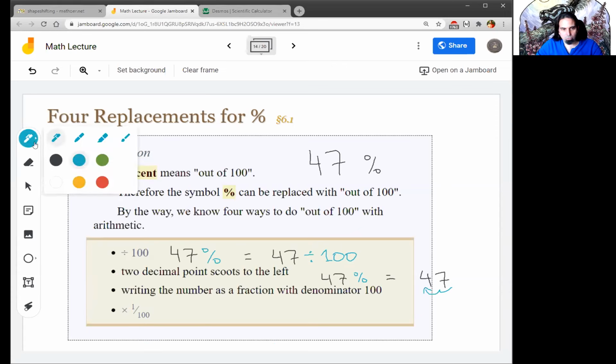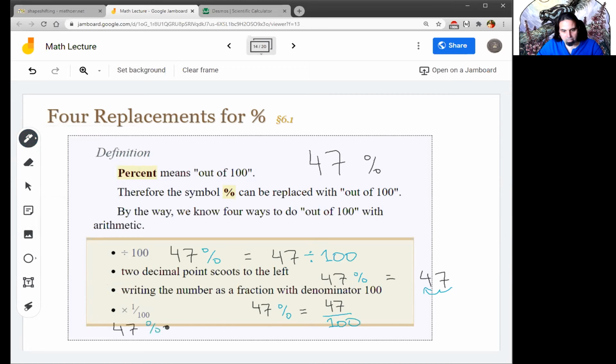I could also take the 47% and replace it with 47 over 100, because that's another way in math to mean out of 100. And lastly, I could take my 47% and rewrite that as 47 times 1 over 100, because that's yet another way to write out of 100 in math.